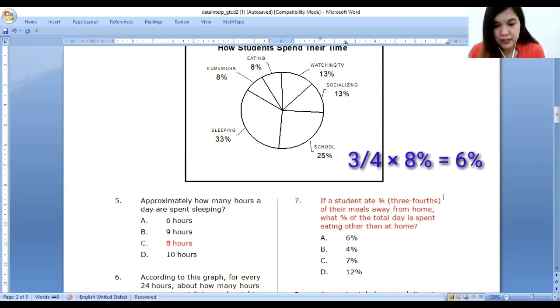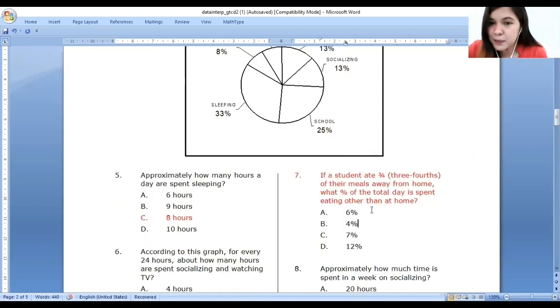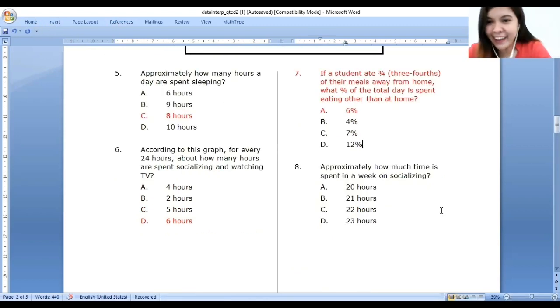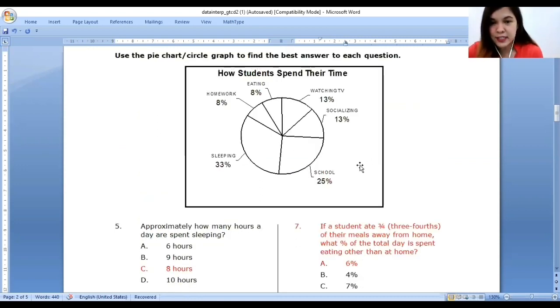So, that's 3/4 times 8%. Just multiply straight through. So, the answer is 6. So, the answer here is 6%, letter A. Number 8. Approximately how much time is spent in a week on socializing? Socializing, we have here in our pie chart, 13%.